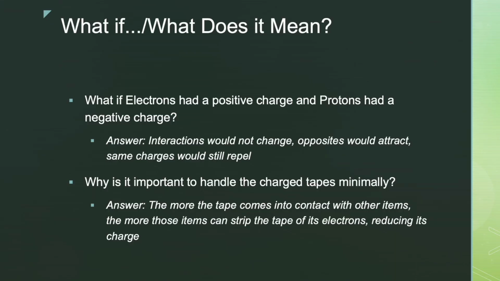And now we have these questions left to answer. What if electrons had a positive charge and protons had a negative charge? The answer is that it would not really have a consequence. These interactions would not change at the end of the day. It just matters that opposites attract and same charges will repel. So whether it's both positive or both negative, it won't really change. As long as everything's flipped, it should be the same.